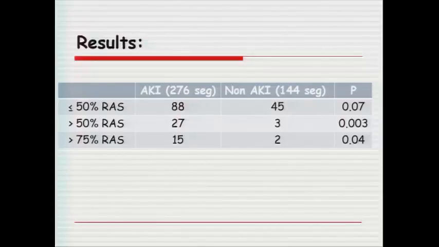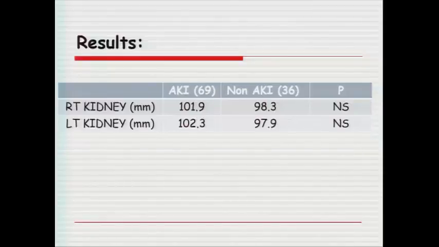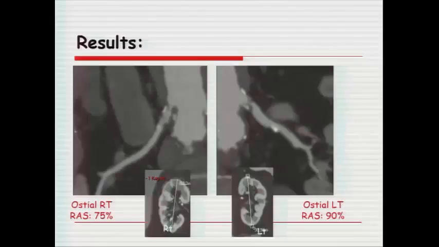When we look at the presence of renal artery stenosis less than 50%, we can see that the difference between the two groups is non-significant. However, when we look at the presence of renal artery stenosis greater than 50% and greater than 75%, this was significant when we compared the renal segments in both these groups. Looking at the kidney size, there was no significant difference.